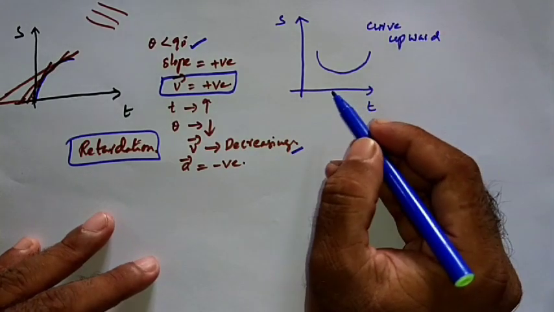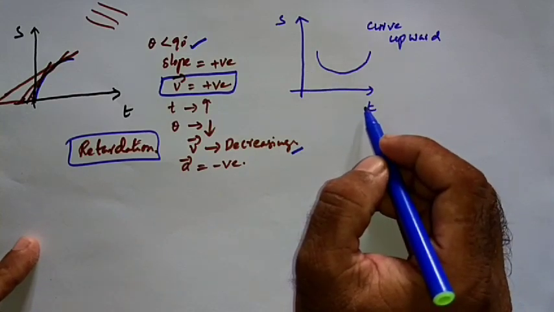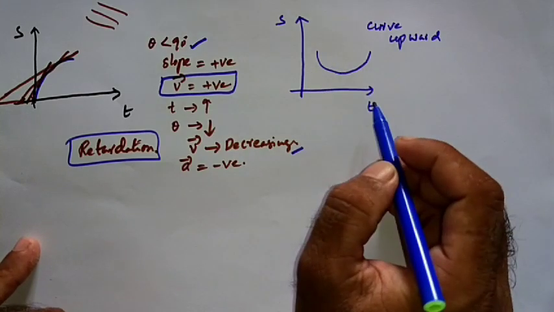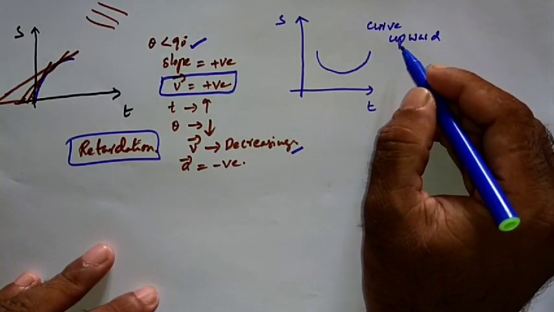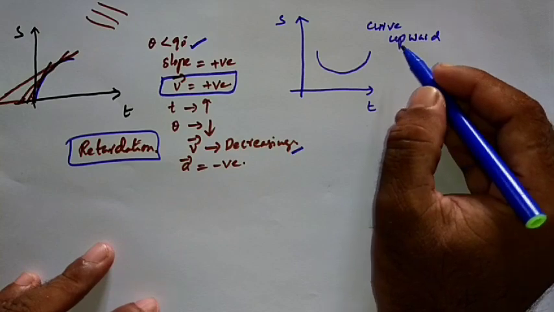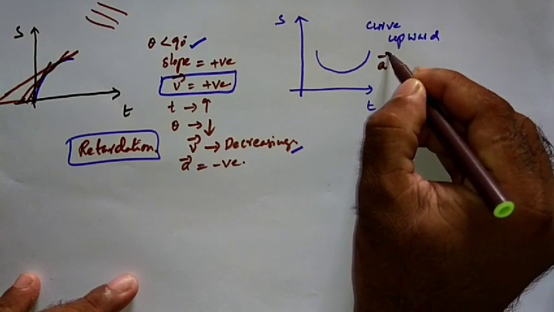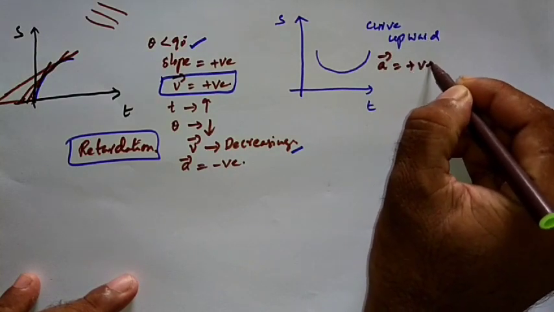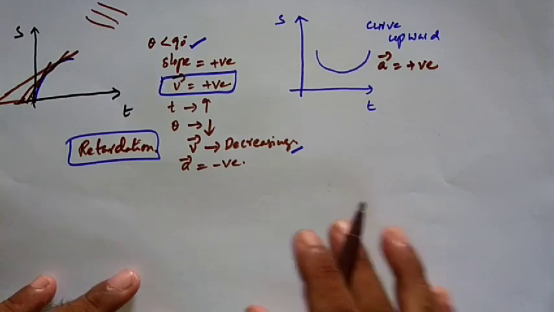If it is a straight line, there is no acceleration. If the ST graph is a straight line, there is no acceleration. If the ST graph is a curve, then there is acceleration. Now it is an upward curve. As the displacement time graph is an upward curve, what you need to remember is acceleration is positive.